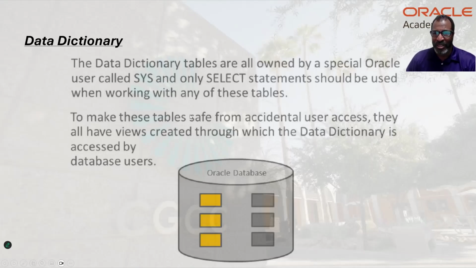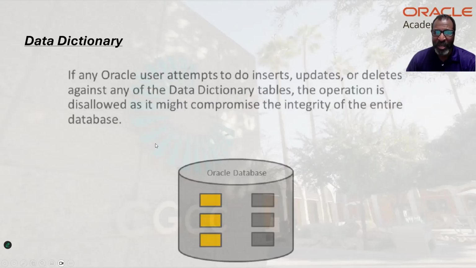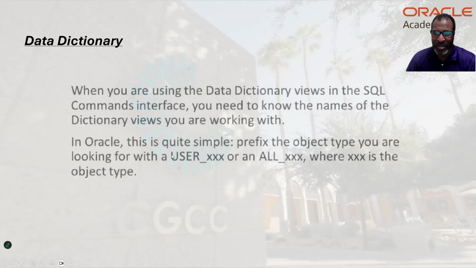As I said, these are system tables, essentially. There's a special Oracle user called SYS, basically the system, to make these tables safe from accidental user changes. They're full of constraints, so you can't accidentally drop them or delete data from them. If an Oracle user attempts to do inserts, updates, or deletes against any of the data, it's not allowed. So there's a ton of constraints.